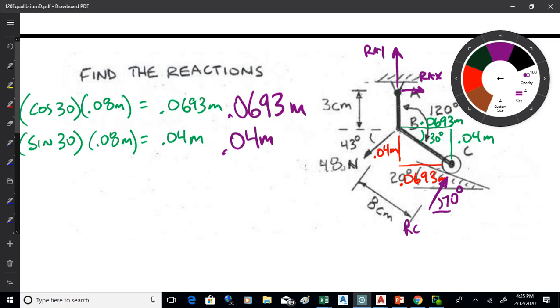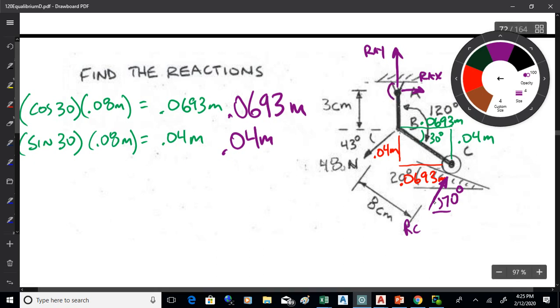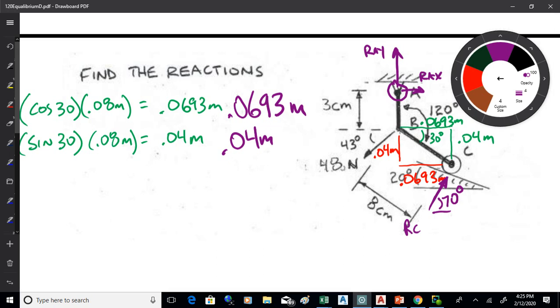Lord knows what they're going to put in those problems in the book. It doesn't matter what the objects are. What matters is creating a set of dimensions. Figure out where you take a moment from, make that essentially the origin of your coordinate system, and then create x and y dimensions to the points where the loads are applied, okay?